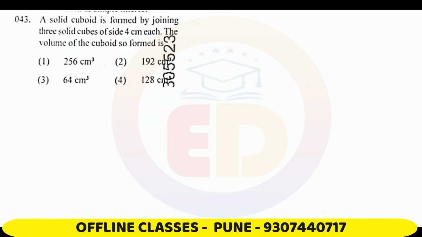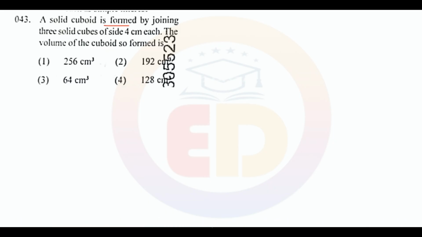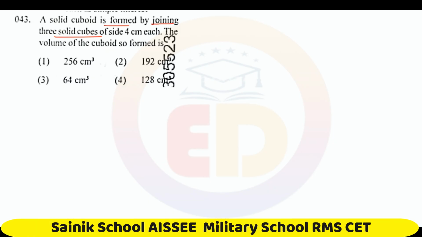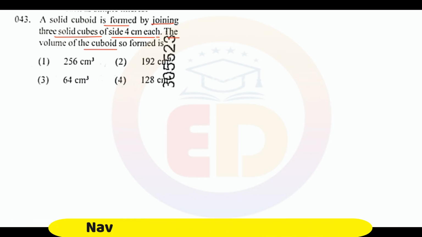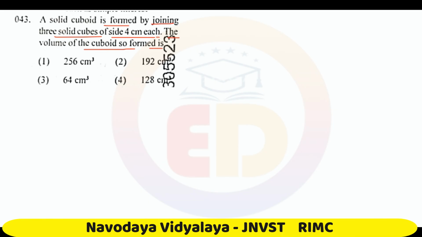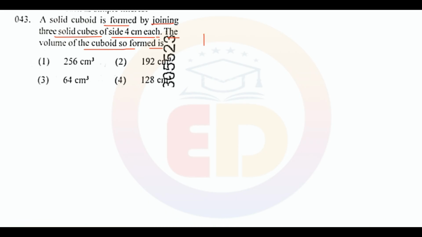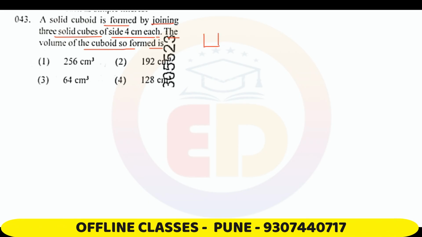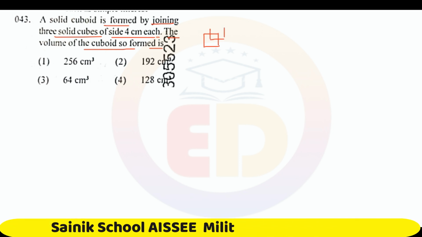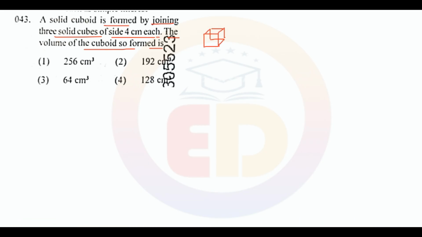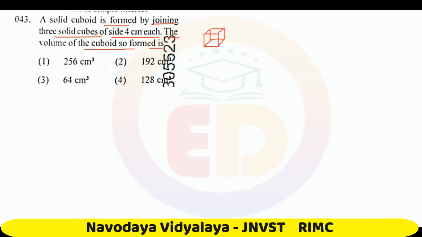Question number 43. A solid cuboid is formed by joining three solid cubes of side 4 cm each. The volume of the cuboid so formed is. The question is, we have three cubes. Like this, we have three cubes, and the side of each cube is 4 cm.